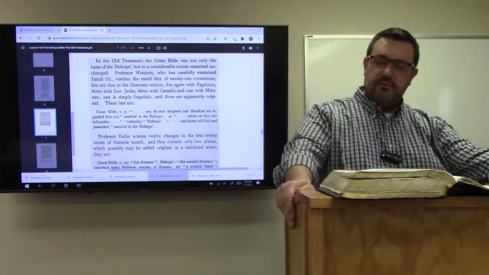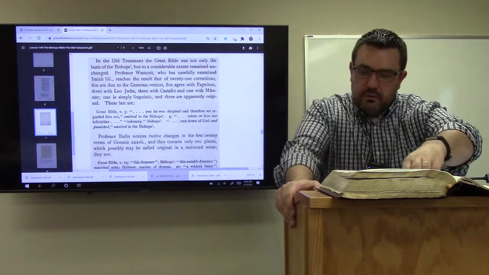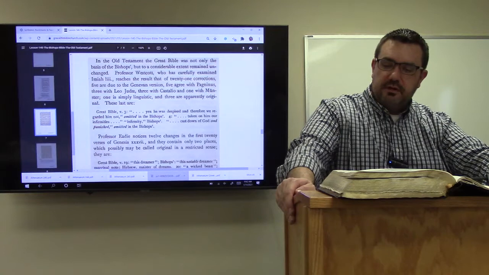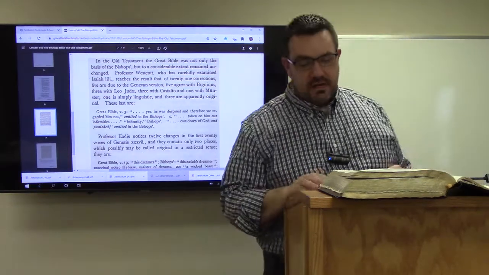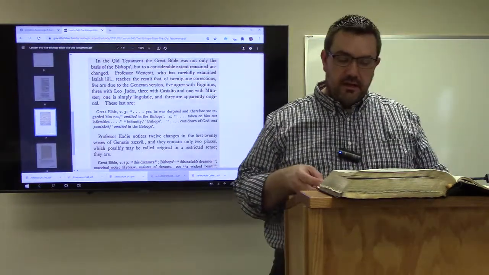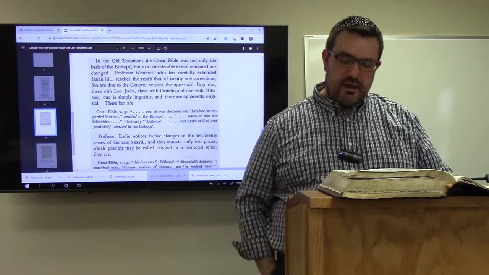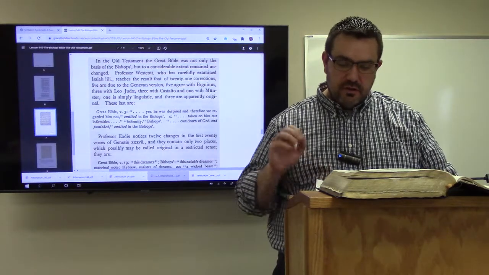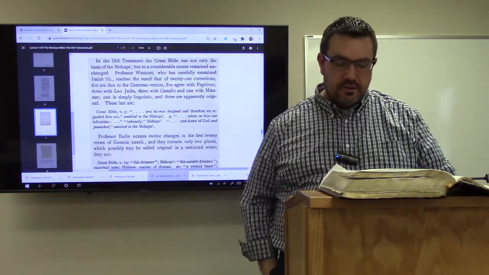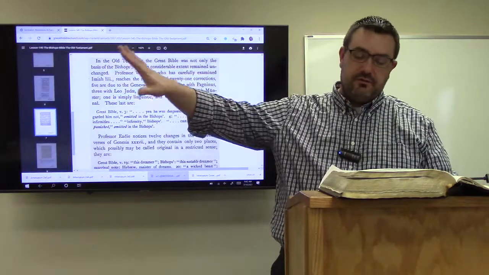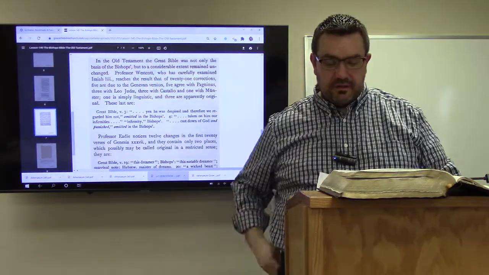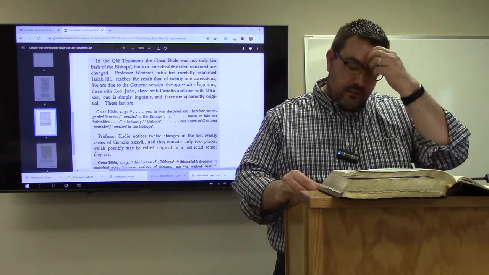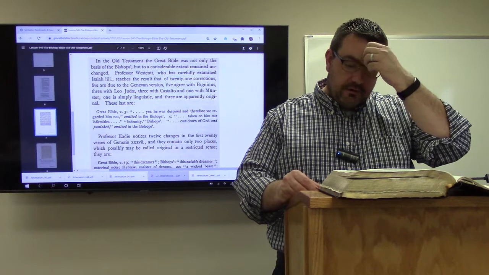In the Old Testament, the Great Bible was not only the basis of the Bishop's, but to a considerable extent remained unchanged. Professor Westcott, who has carefully examined Isaiah 53, reaches the result that of the 21 corrections, 5 are due to the Geneva version, 5 agree with Pagninus, 3 with Leo Juda, so those are other editions of the Old Testament, 3 with Castellio, and 1 with Munster. 1 is simply linguistic, and 3 are apparently original.